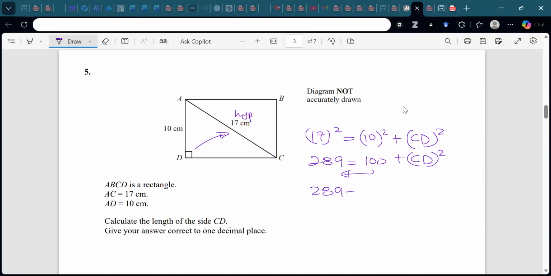So 289 minus 100 is equal to CD squared. So we get 189 is equal to CD squared. So the square root of 189 is going to give us 13.75. What it says, one decimal place. So we're going to get 13.8, sorry. And this is in centimeters, and that's the length of CD. All right.